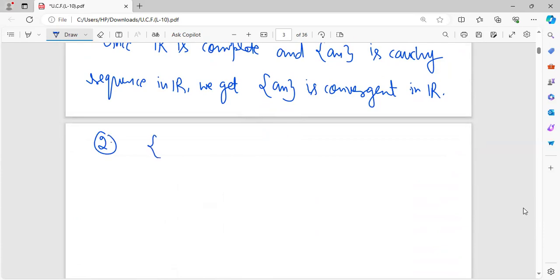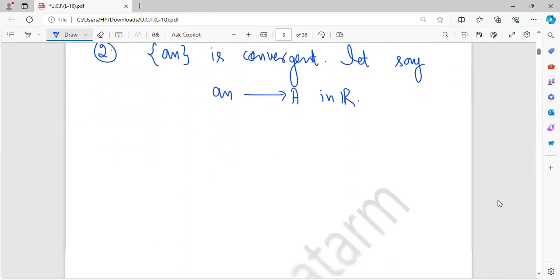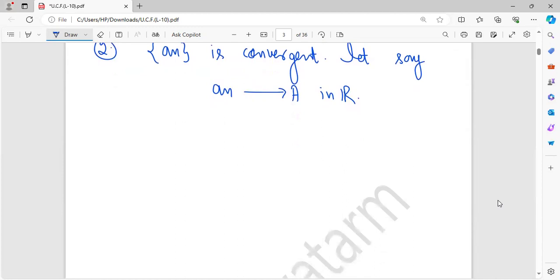So this sequence a_n is convergent. Let's say a_n converges to a in R. Its limit is a; we are denoting it by a. And f_n converges to f uniformly.